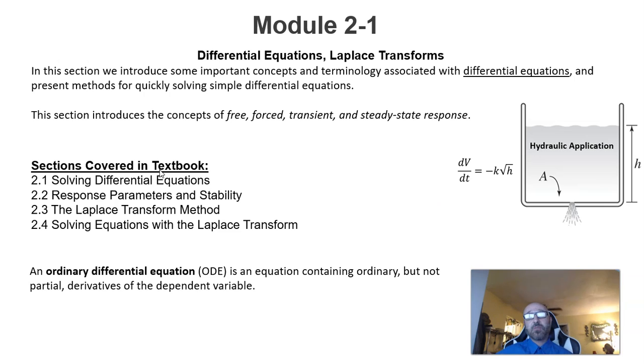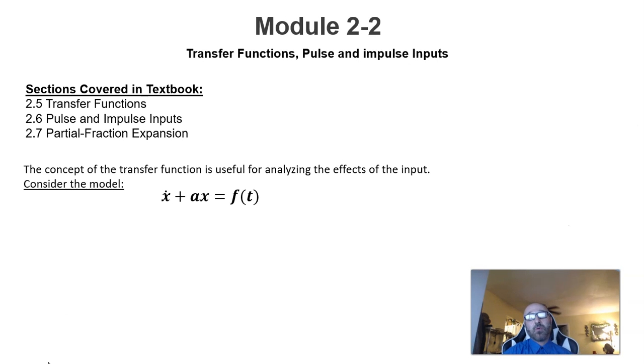As far as what's related to the textbook, this will be sections again 2.1 through 2.4. 2.1 being differential equations and how to solve those, going over some of the basics, response parameters and stability, Laplace transform method, and solving equations with the Laplace transform method. Again, we're talking about solving these simple ODEs. One of the ODEs right here, definition is an equation containing ordinary but not partial derivatives of a dependent variable. We'll go through some other basic definitions of some of the standard differential equations we're doing and some of the standard definitions of the solutions that we're going to be using with these when we're solving these simple differential equations.